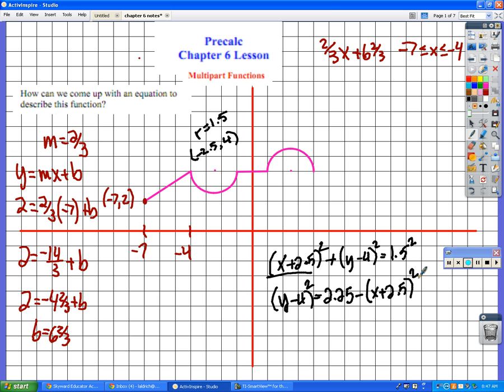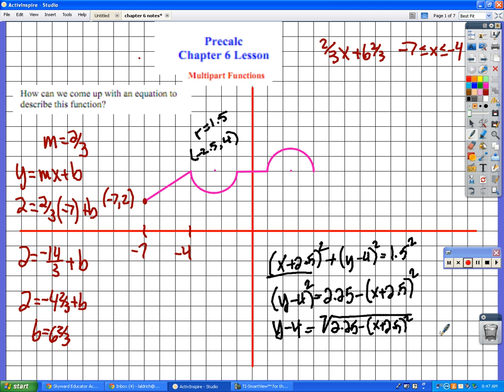All right. How can I get rid of this squared? Square rooting both sides. If I square root the left-hand side, I get y minus 4. If I square root this side over here, I get the square root of 2.25 minus x plus 2.5 quantity squared. Okay? And that's when Kenny said this is going to be kind of a little bit of a mess, and he was right.